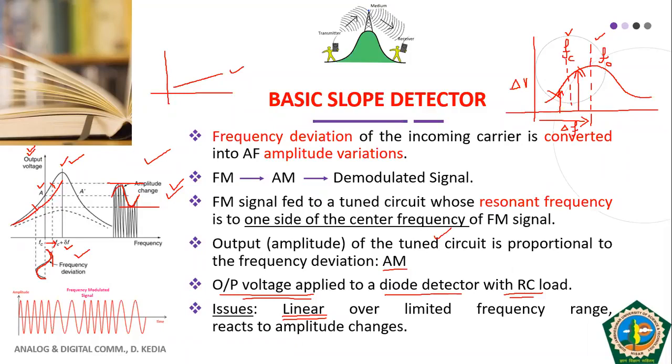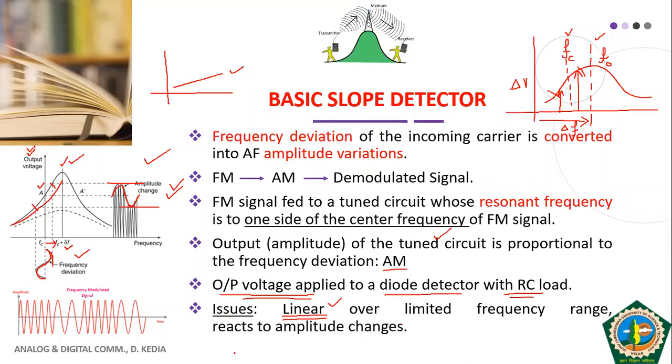Okay, so if we have a straight line path, only then will my frequency deviation be converted to amplitude changes in a perfect manner, or in a directly proportional manner. Otherwise there will be some deviation. So that's why we should seek more and more linearity on my resonant curve.